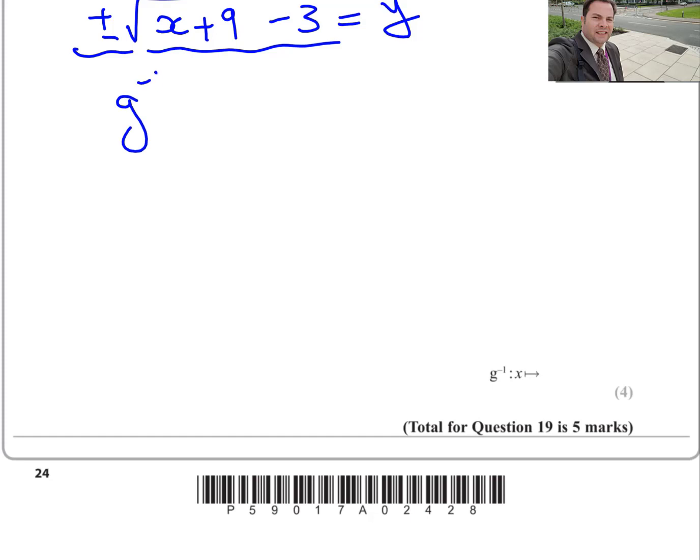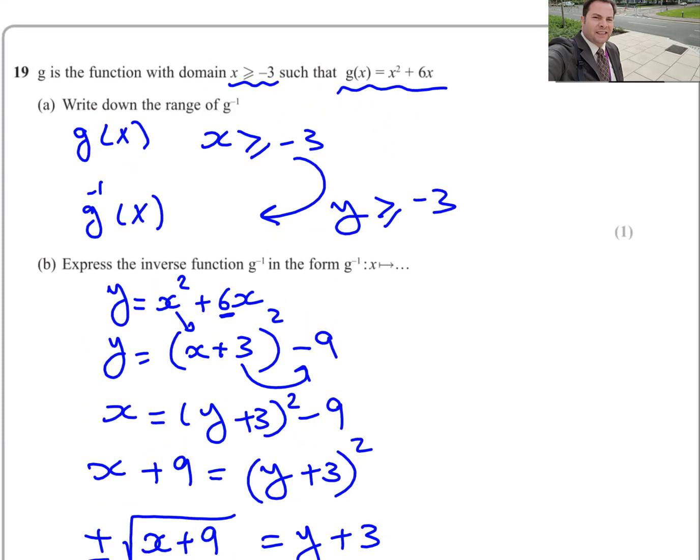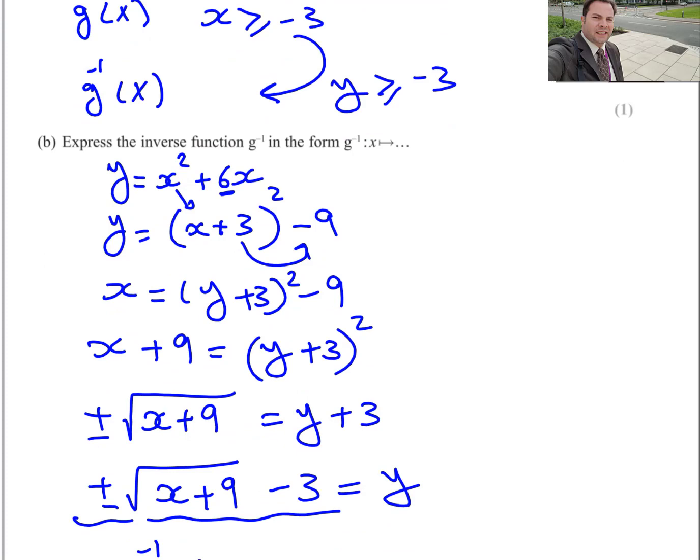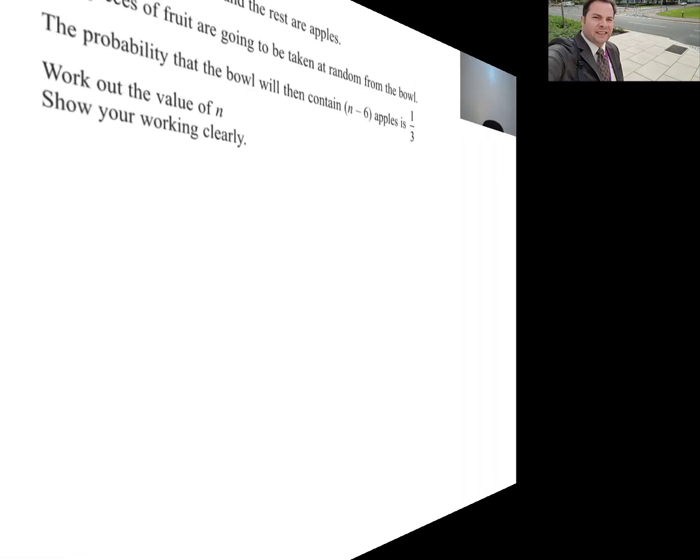So g inverse of x is equal to, take the positive sign because here the domain is written as greater than or equal to negative 3. If it is on the right-hand side from the vertex, write it positive: square root of x plus 9 minus 3. To write your answer in this form, it's the square root of x plus 9, and write outside minus 3.